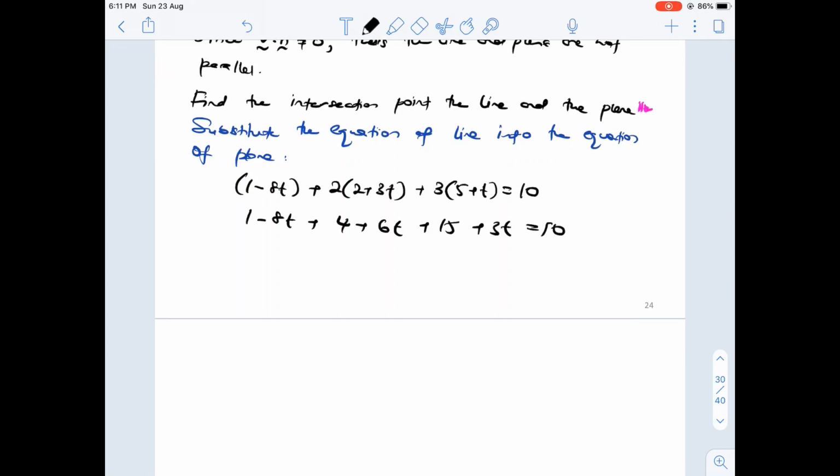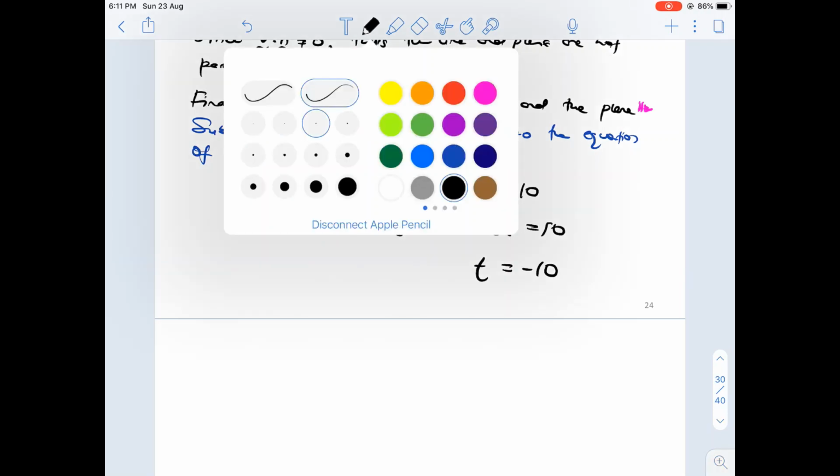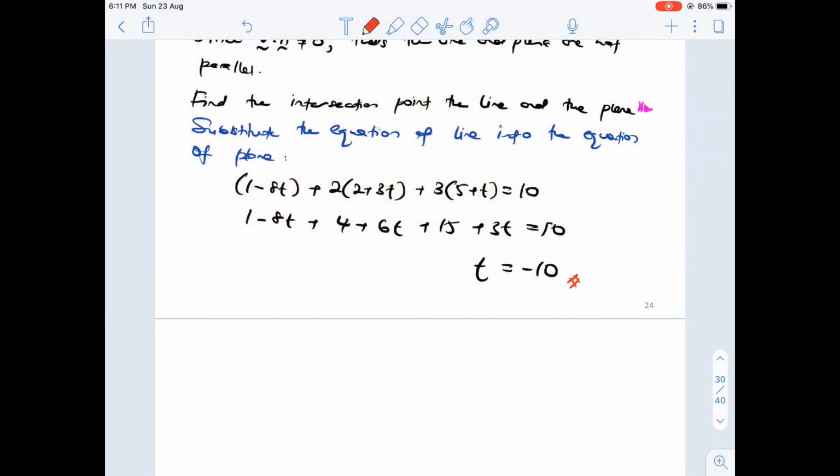Okay, nice. So negative 8 plus 6 plus 3, we have t, and 1 plus 4 is 5, plus 15 should be 20. So t equals 10 minus 20, which is negative 10. That's it. Okay, so this is the value of t.